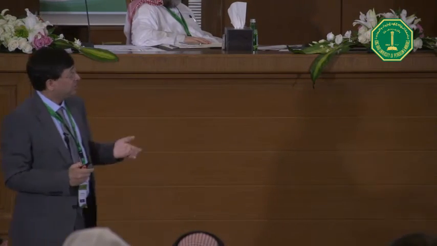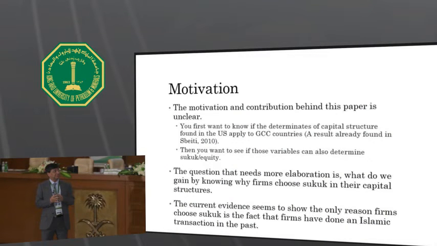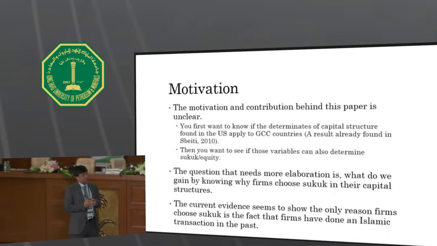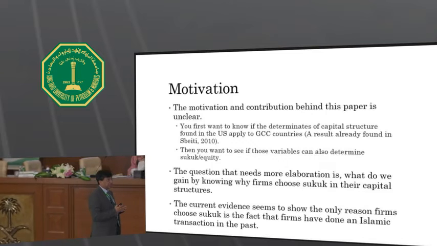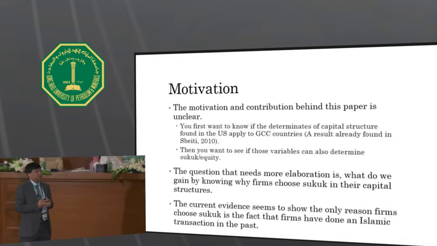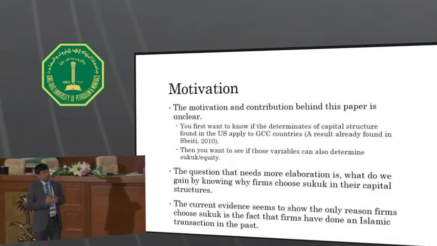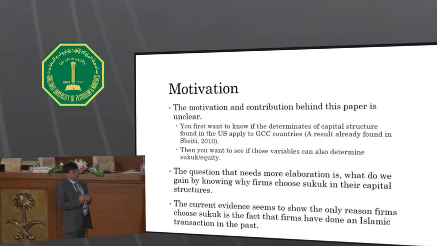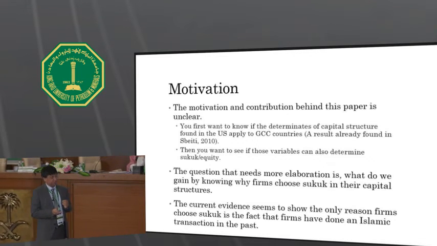The motivation and contribution behind this paper is unclear. You first want to know whether the determinants of capital structure found in the US apply to the GCC. Then you want to see if those variables can also determine sukuk equity. The question that needs more elaboration is, what do we gain by knowing why firms choose sukuk in their capital structure? The current evidence seems to show the only reason firms choose sukuk is that firms have done an Islamic transaction in the past.